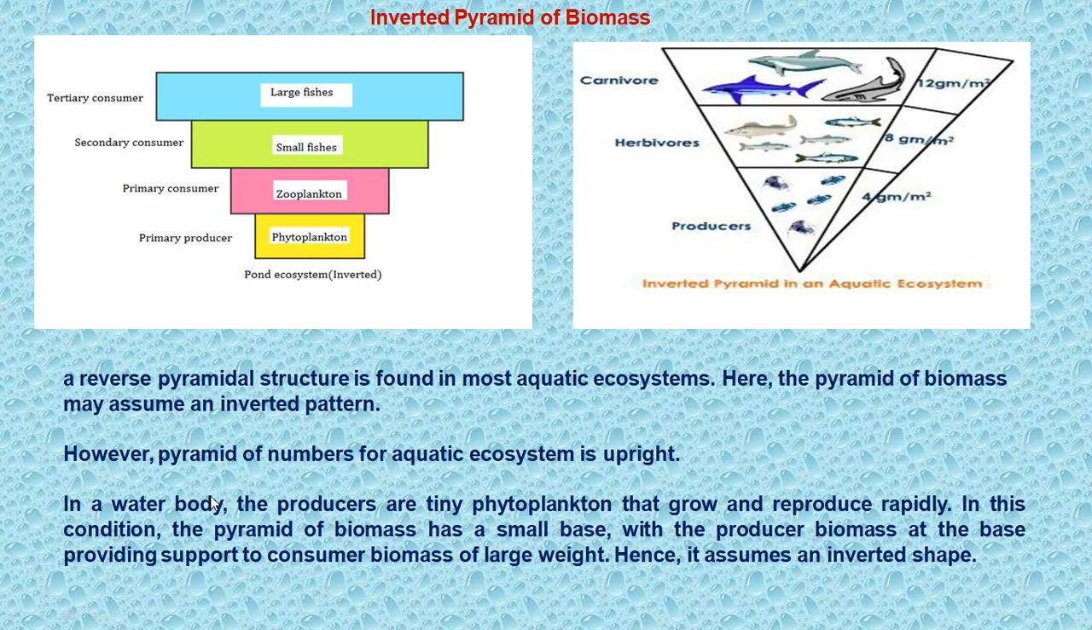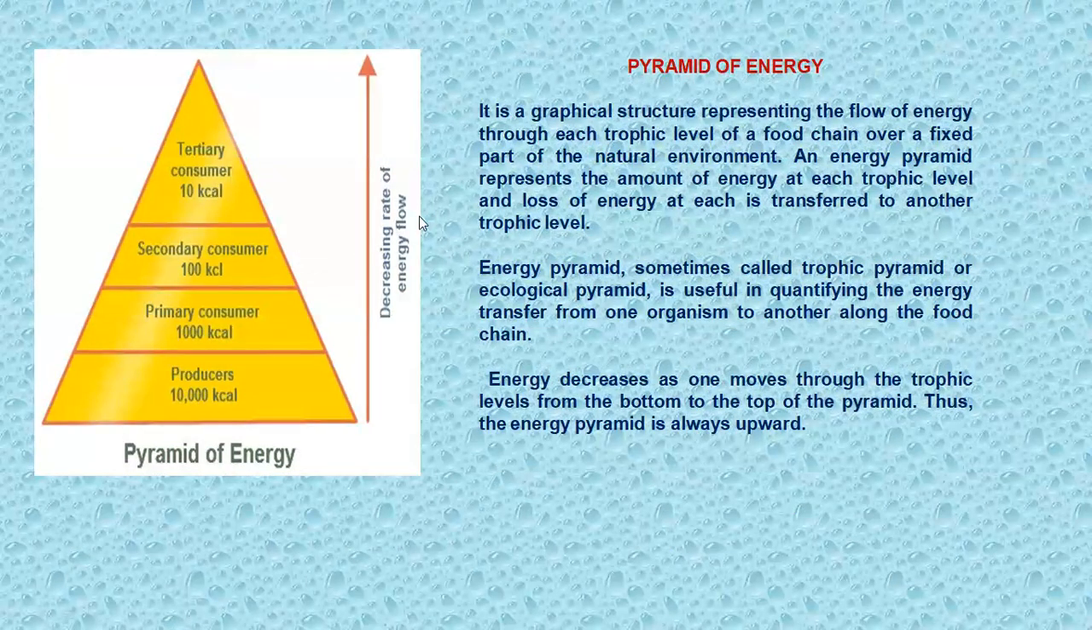In a water body, the producers are tiny phytoplankton that grow and reproduce rapidly. In this condition, the pyramid of biomass has a small base, with the producer biomass at the base providing support to consumers' biomass of large weight. Hence, it assumes an inverted shape. Now, finally, the pyramid of energy.